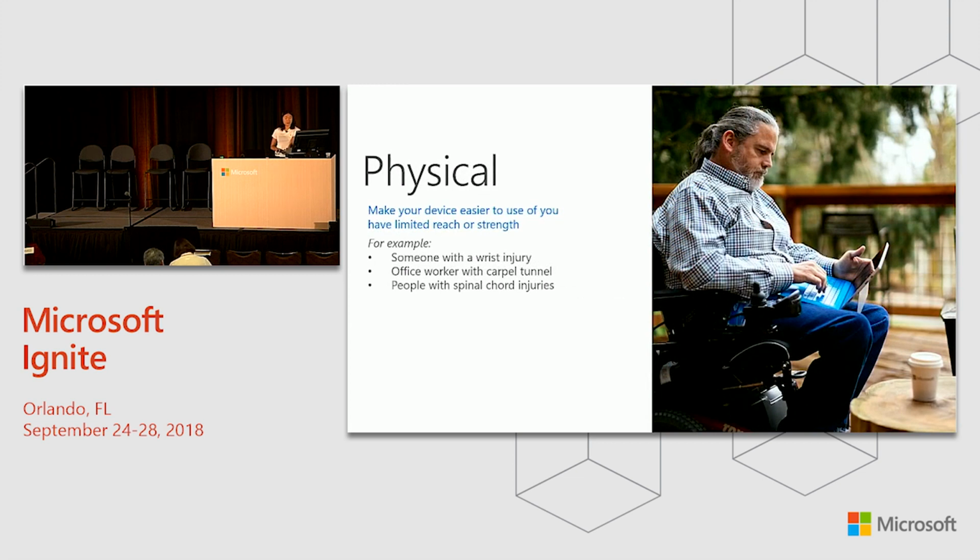Let's talk about physical disability and accessibility considerations. This is all about making your device easier to use if your mobility is impacted in any sort of way. We think about mobility impairment in terms of mild, moderate, and severe impairment. With mild impairment, you might have use of your hands, but it may be difficult or painful. Think about carpal tunnel, arthritis. It's definitely possible, but it doesn't feel nice to do it.